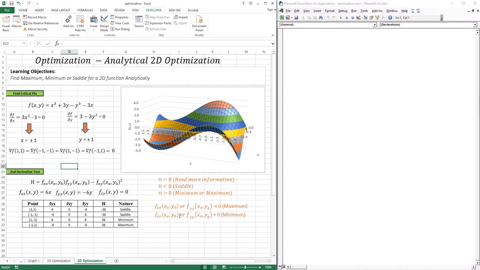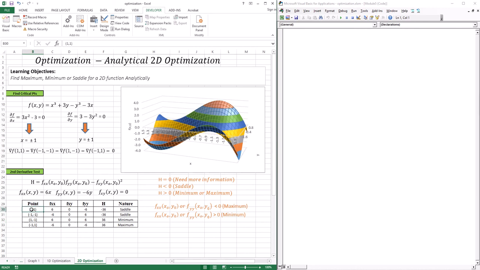If fxx or fyy is greater than 0, then we have a minimum. So let's go ahead and actually take those 4 points and classify them. The first thing I want to do is get fxx, fyy, and fxy. The first thing is fxy is 0 for all of them, so we're just going to put that here.